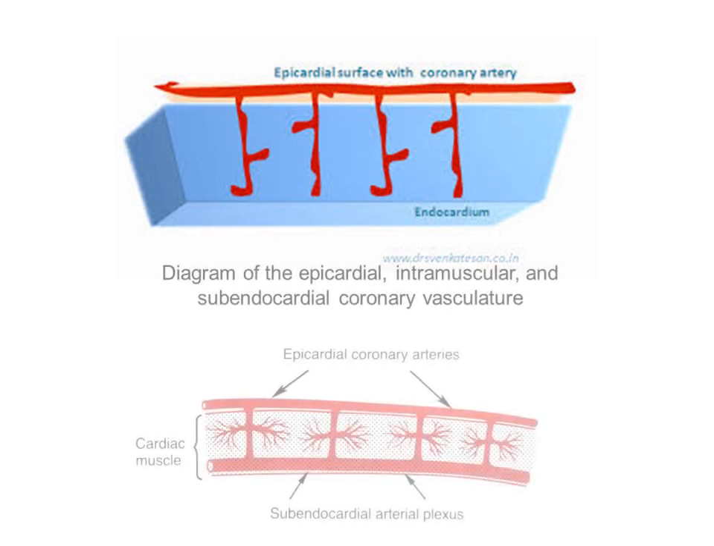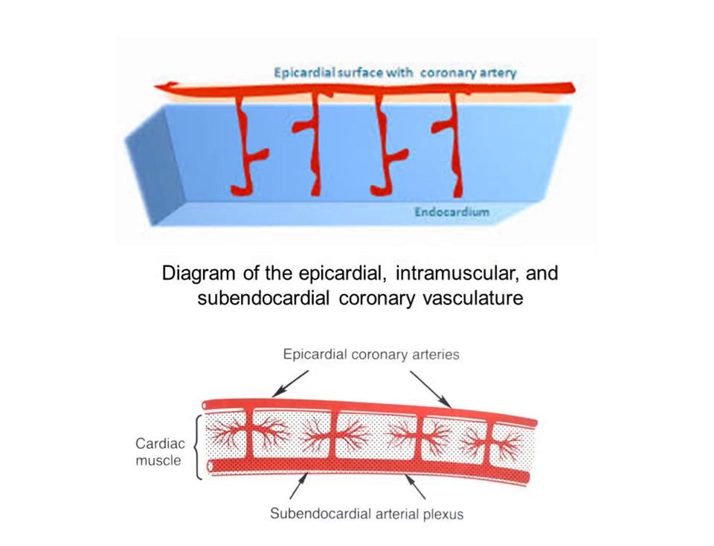This is a diagram of the epicardial, intramuscular and subendocardial coronary vasculature. We see here a special arrangement. There are epicardial coronary arteries which give branches, the intramuscular coronary arteries. These intramuscular coronary arteries penetrate the cardiac muscle and reach the subendocardial plexus. The intramuscular coronary arteries are compressed by the cardiac muscle during systole, and the blood flow to the subendocardial plexus is decreased.